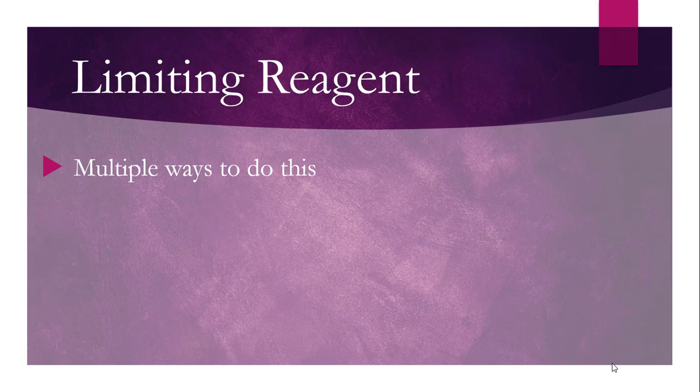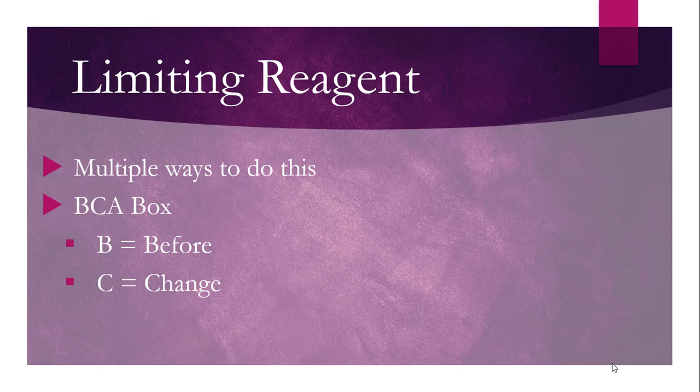Now, to determine if you have a limiting reagent and what the limiting reagent is, there are multiple ways. I'm going to demonstrate what is called the BCA box, where B stands for before, which is the values you are given. C is the change. You are going to do a stoichiometric calculation, and you're going to see what the change is. And then you're going to see what you have left over, if anything, afterwards.